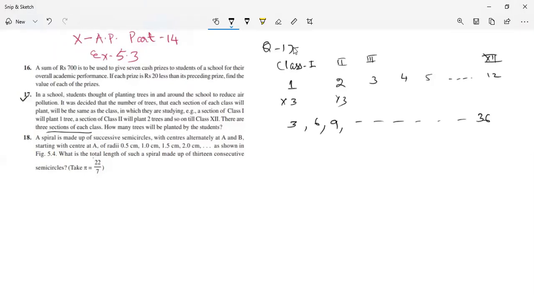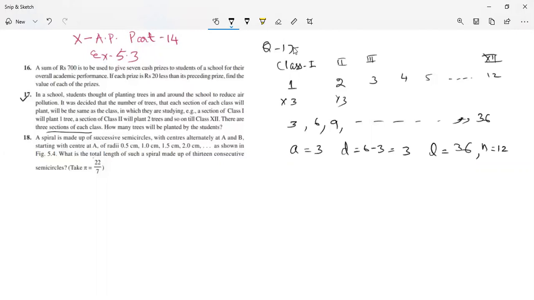So the number of trees planted, we have to find the sum. First term is 3. Common difference is again 3, 6 minus 3, second term minus first term. And the last term is 36. So the number of terms is 12 because 12 classes. So the number of terms is obviously 12. No need to find, we can do it directly.